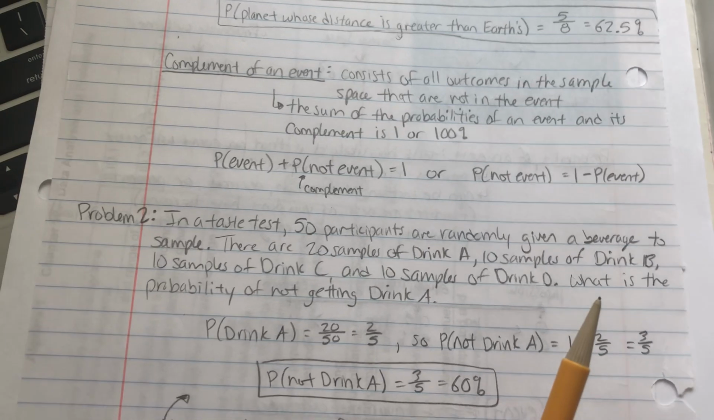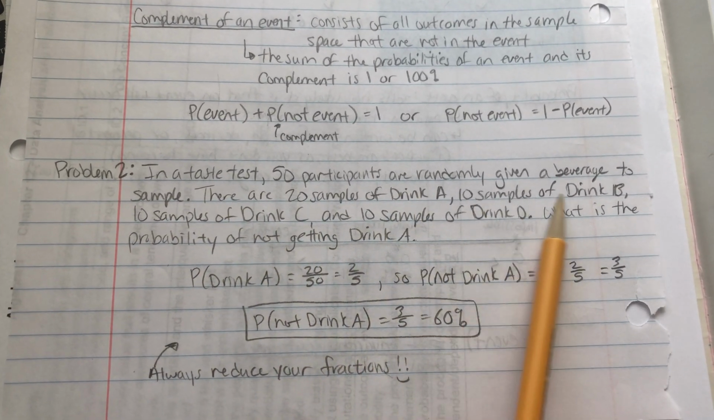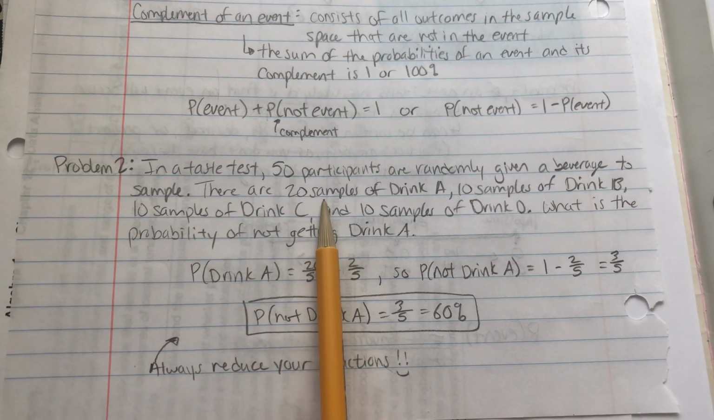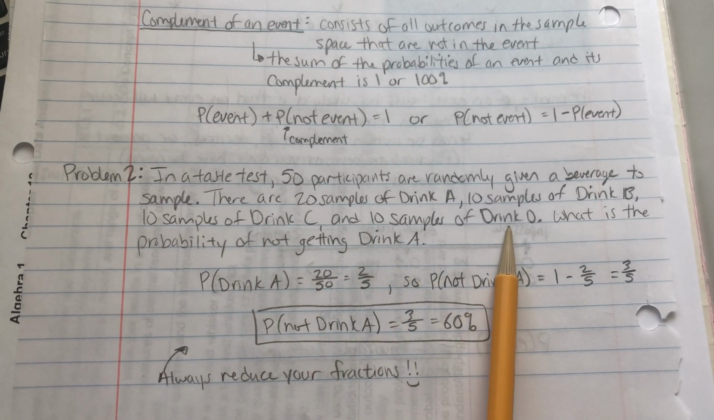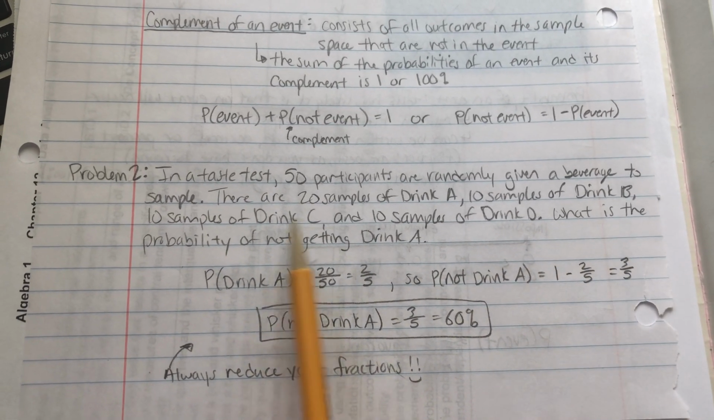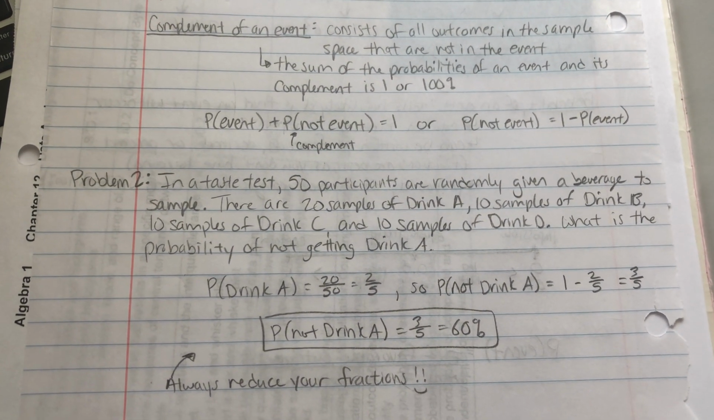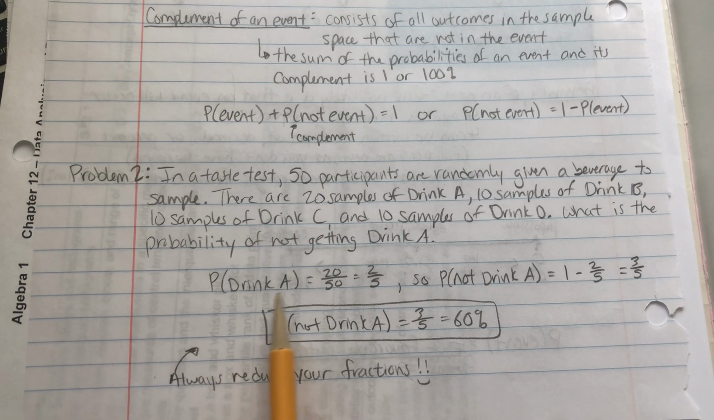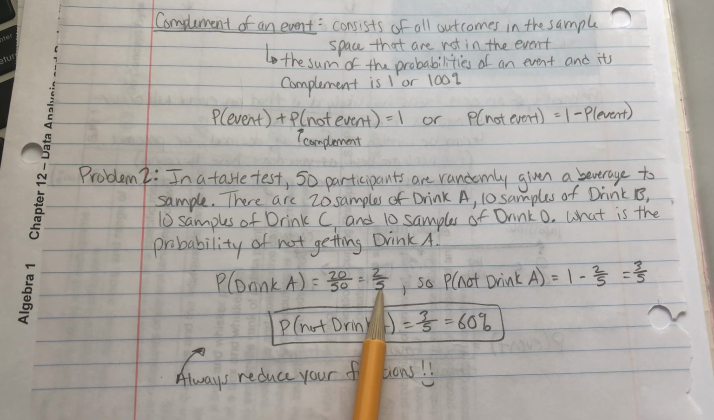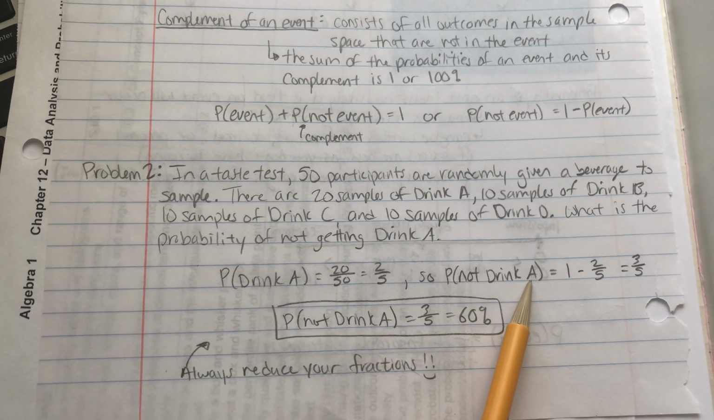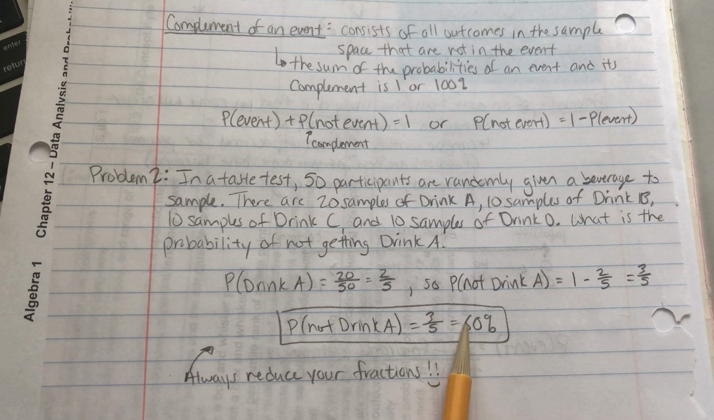So here, problem 2 and got it 2. In a taste test, 50 participants are randomly given a beverage to sample. There are 20 samples of drink A, 10 samples of drink B, 10 of drink C, and 10 of drink D. What is the probability of not getting drink A? So there's a couple ways you could approach it. We know the probability of getting drink A is 20 out of the 50, or we can reduce it to 2/5. So the probability of not drink A would be 1 minus 2/5, or the remaining 3/5, or 60% if you prefer percentages.